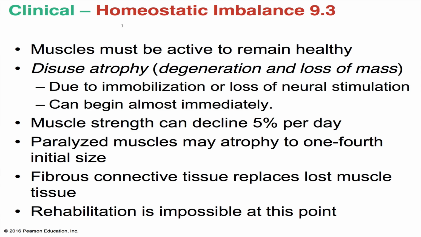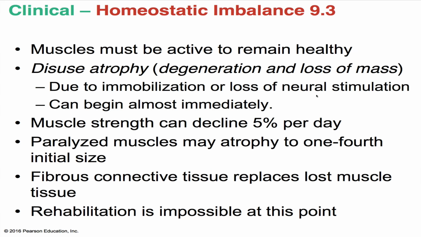Now let's look at some homeostatic imbalances. Muscles have to stay active in order for them to stay healthy. Disuse atrophy, also known as degeneration and loss of mass, could be due to immobilization or loss of neural stimulation. And this can start almost immediately. For example, if you end up fracturing your arm, you get your arm put into a cast, and then you put your arm into a sling, and now you're not moving it for the next 4 to 6 weeks. Then what ends up happening is muscle strength starts to decline at a rate of 5% a day. Paralysis can also result in this.